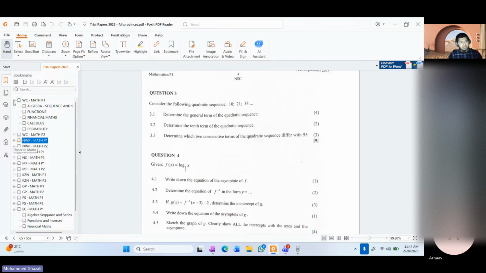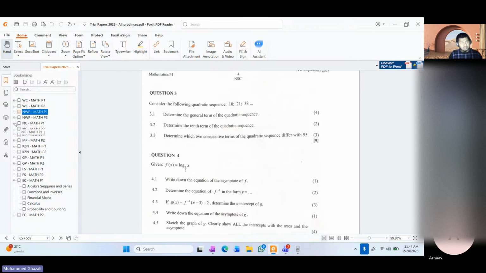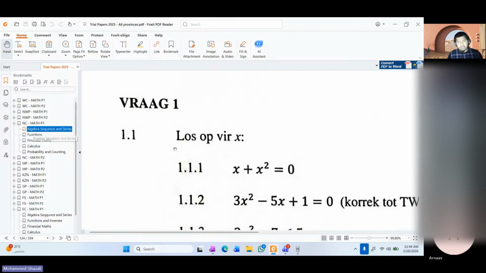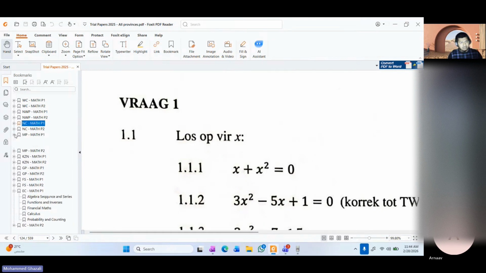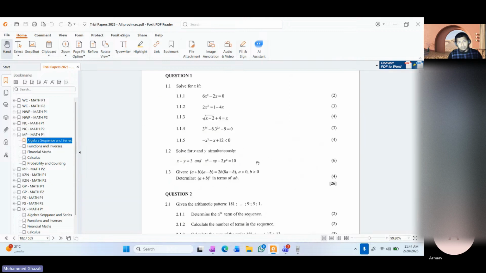Yeah, so that was Northwest Province. Northern Cape. How's the Northern Cape? Okay, I'm not going to do Northern Cape. That's in Afrikaans. All right. Let's look at Mpumalanga.